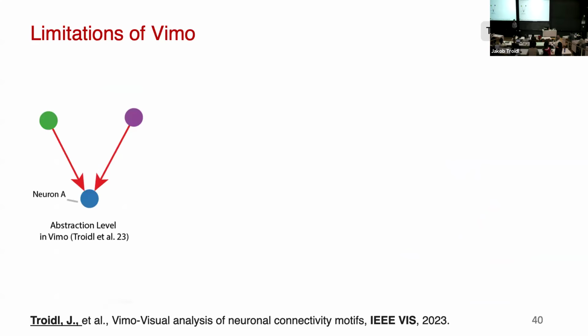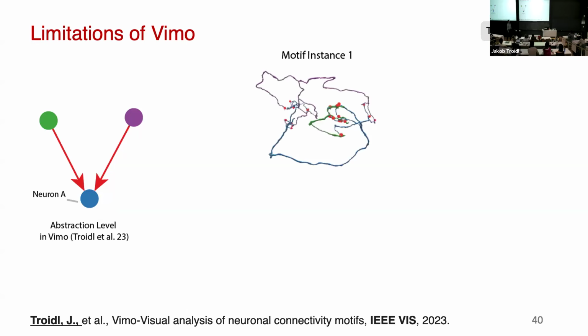Now I also want to highlight some limitations of the system, which is that for a very simple connectivity pattern, this is probably the most simple pattern that you can think of, sort of the graph abstraction that Vimo uses by mapping each neuron to a single node and then having the synaptic connections as edges.